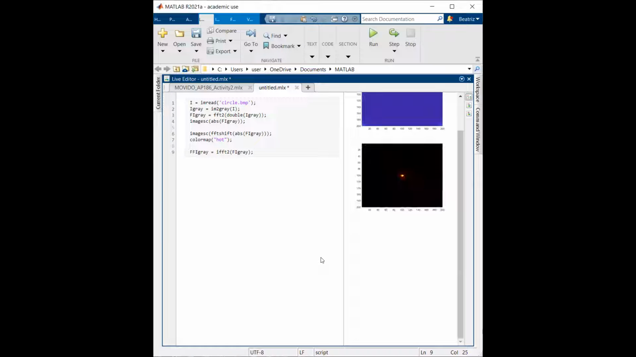And then we haven't displayed it yet, no? We're displaying it. So go ahead and display this as imagesc, abs of IFFT gray. See what happens. Ooh, fingers crossed.